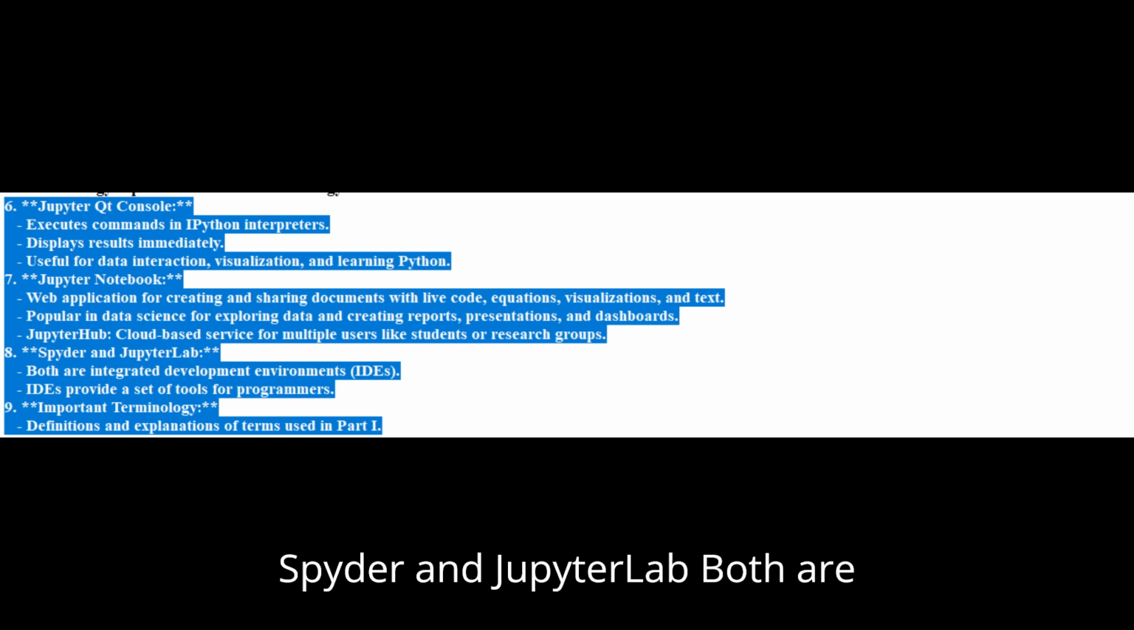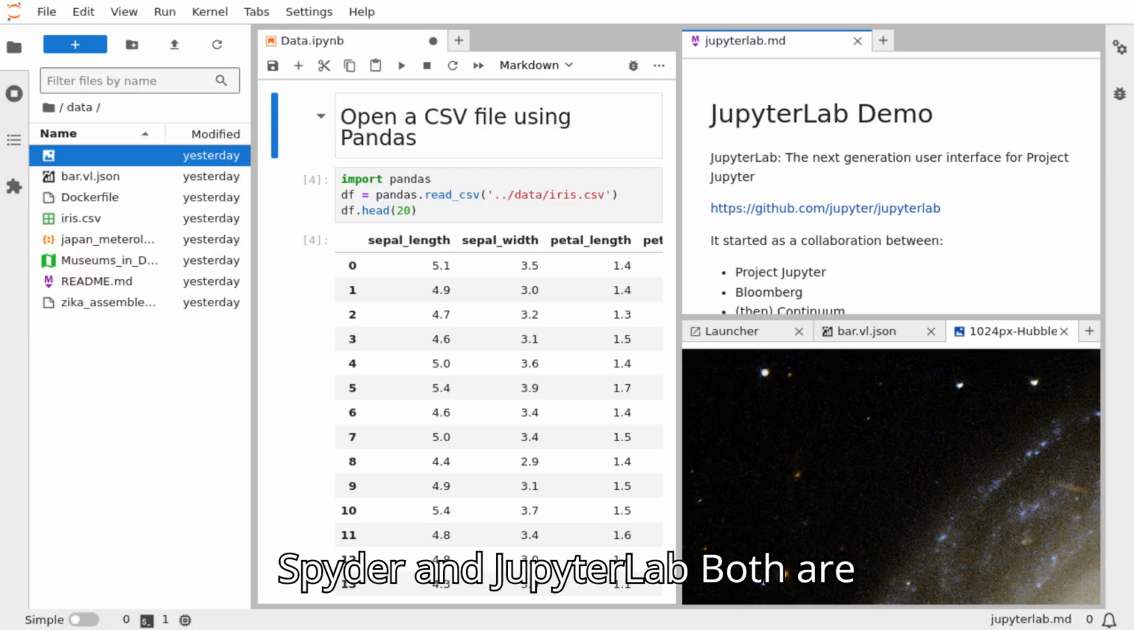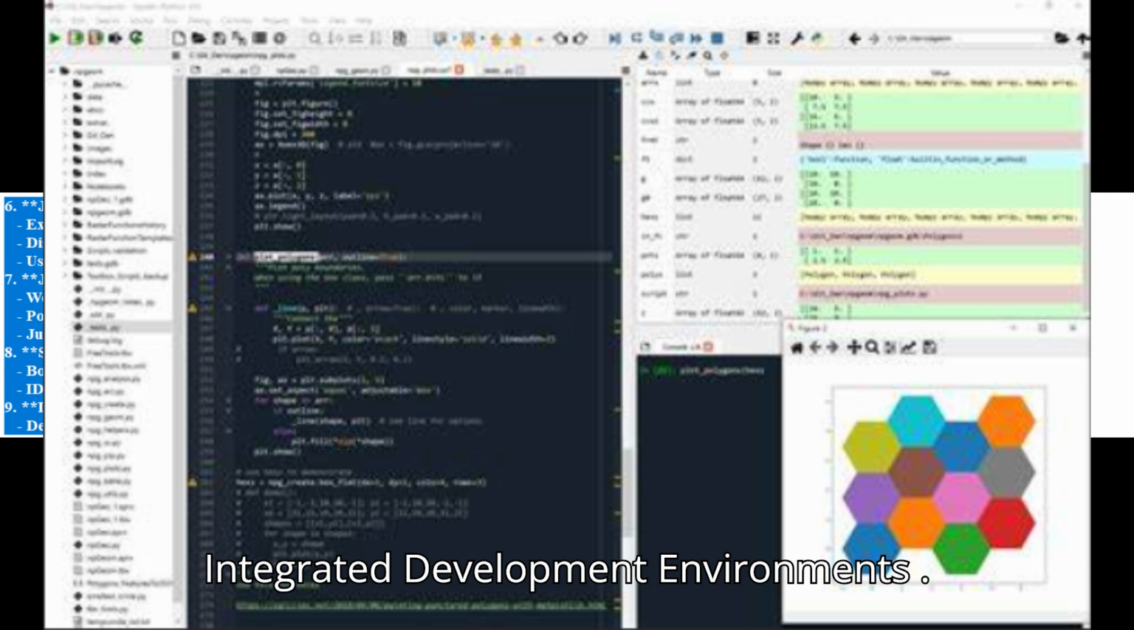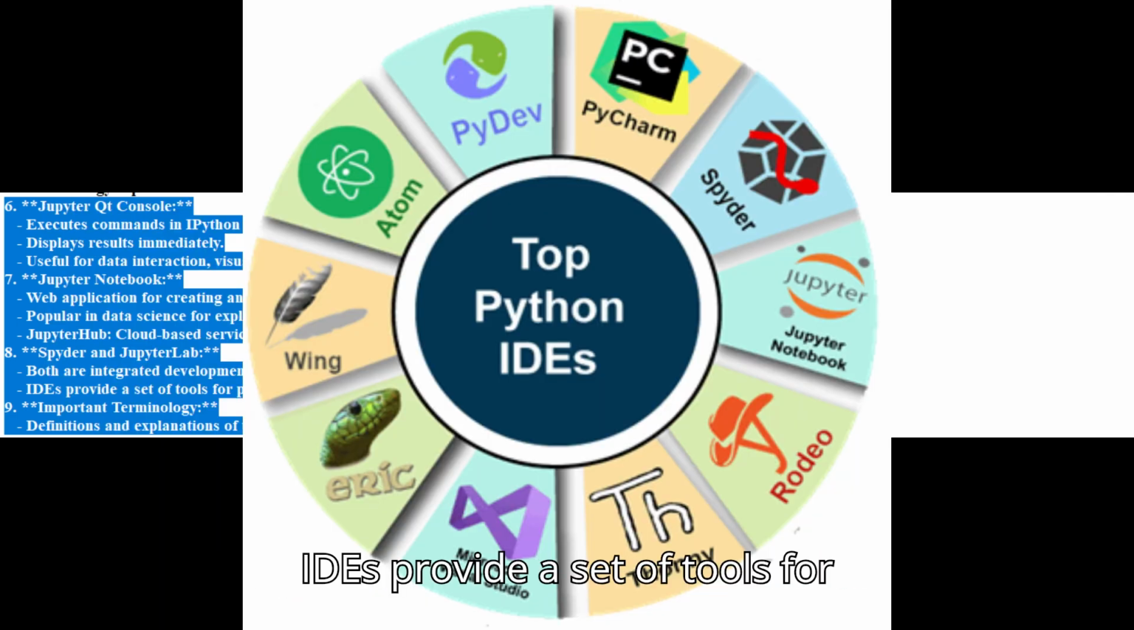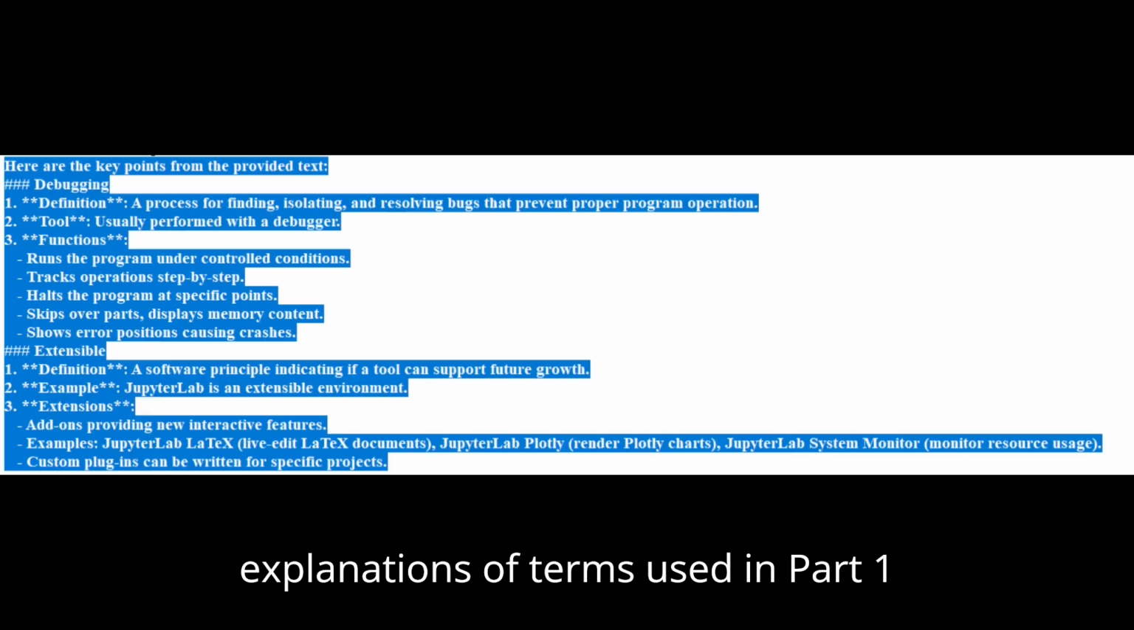8. Spyder and Jupyter Lab. Both are integrated development environments, IDEs. IDEs provide a set of tools for programmers. 9. Important terminology. Definitions and explanations of terms used in Part 1.